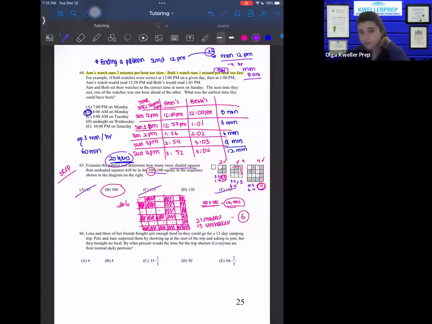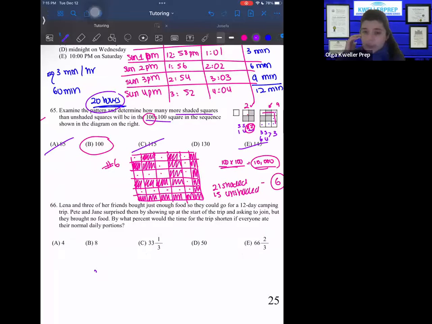Okay, next one, number 66. We have Lena and her three friends who bought enough food so they could all go for a 12-day camping trip. And then Peter and Jane surprised them by showing up, but they brought no food. By what percentage would the time for the trip shorten if everybody ate their normal daily portions? So let's pretend, to make our life easier, that we only have to eat one meal a day. Just to make it make sense. So let's say we eat one meal a day.